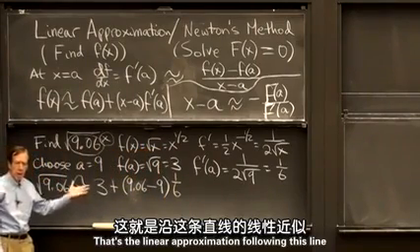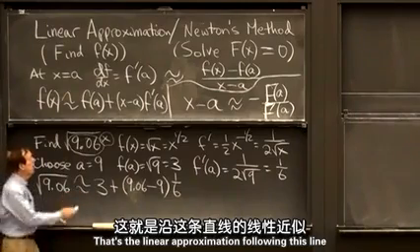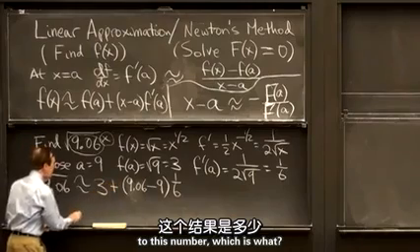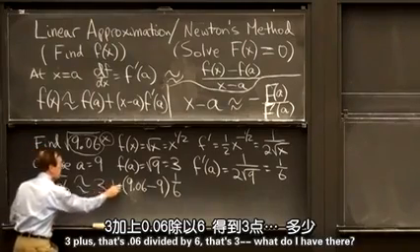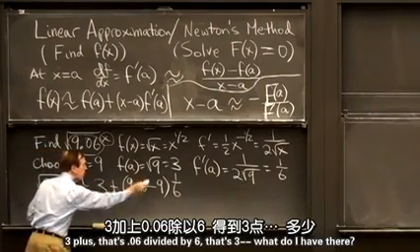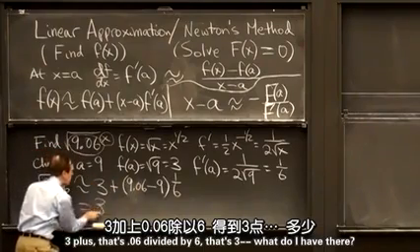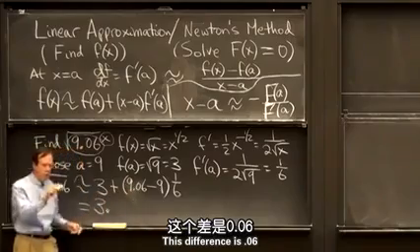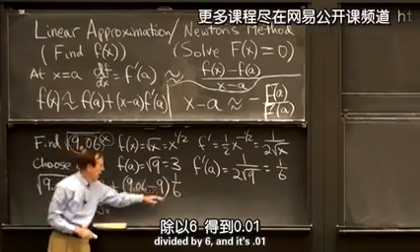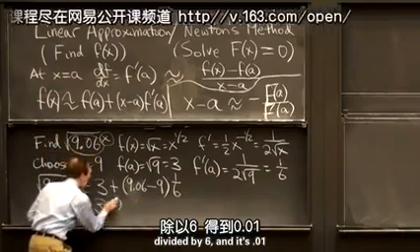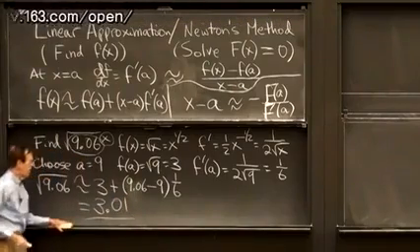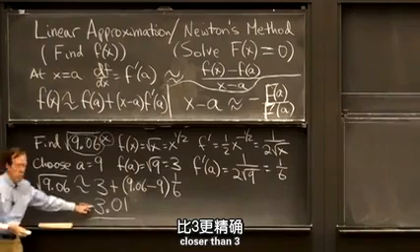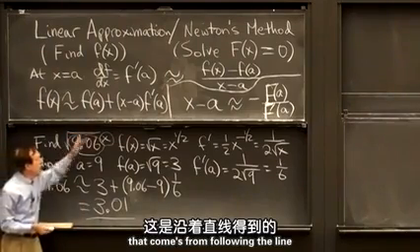That's the linear approximation, following this line to this number, which is what? 3 plus, this difference is 0.06, divided by 6, and it's 0.01. That's the approximation, closer than 3, that comes from following the line.